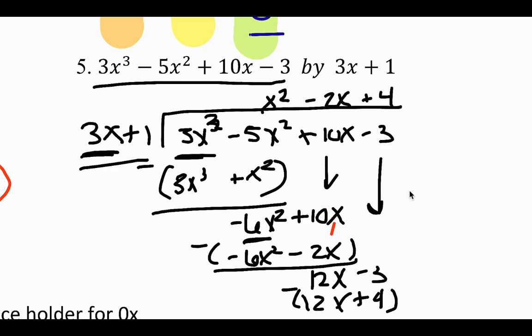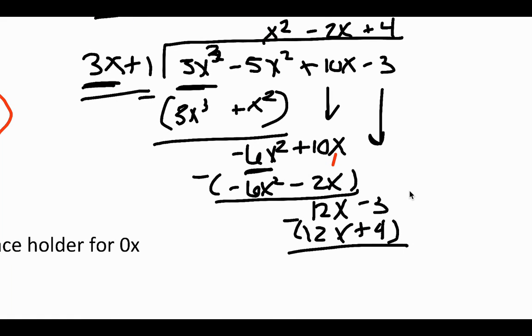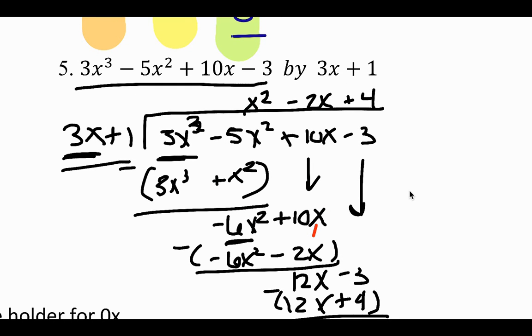All right, this is where I can start to see some trouble because negative 3 minus 4 is negative 7. So this one has a remainder of 7. And there is a certain way that I want you to write this. I don't want you to leave it like this.